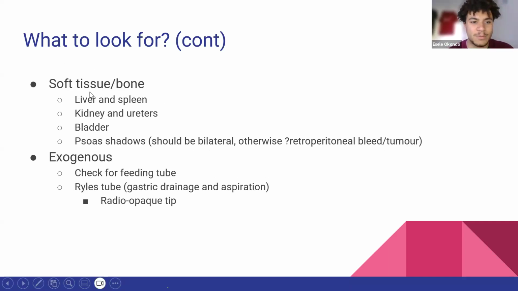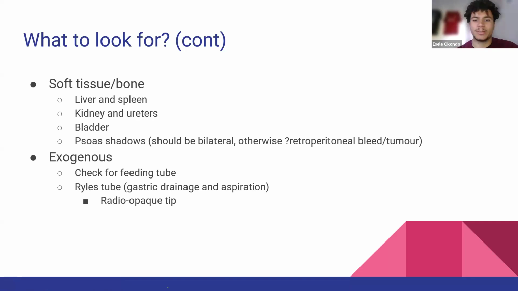What else to look out for? The soft tissue in the bones, liver, spleen, kidney, ureters, bladder. Your psoas shadows from your psoas muscle should be bilateral if you can see them. Otherwise, you might be suspicious of a retroperitoneal bleed or a tumor. I doubt that would come up in an OSCE though. And exogenous things, you can check for a feeding tube, you can check for a Ryle's tube for gastric drainage and aspiration, which might have a radio-opaque tip.